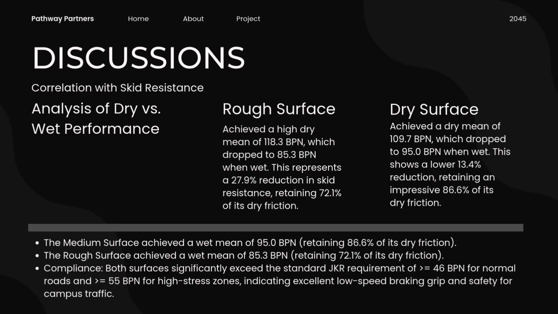For the rough surface, we have achieved a high dry mean of 118.3 BPN, which dropped to 85.3 BPN when wet. This represents a 27.9% reduction in skid resistance, retaining 72.1% of its dry friction. While for the medium surface, we have recorded a dry mean of 109.7 BPN, which dropped to 95.0 BPN when wet. This shows a lower 13.4% reduction, retaining an impressive 86.6% of its dry friction.